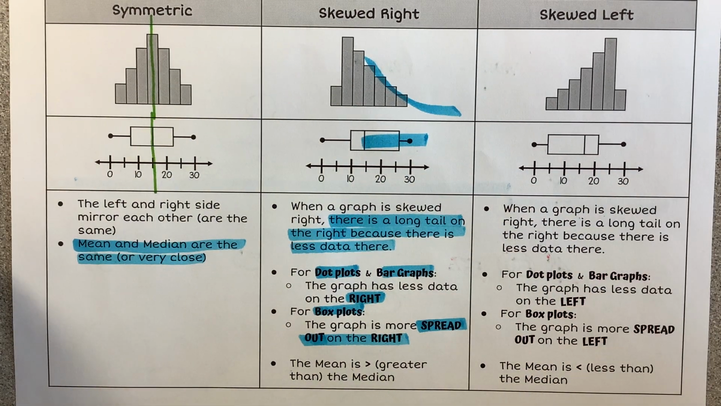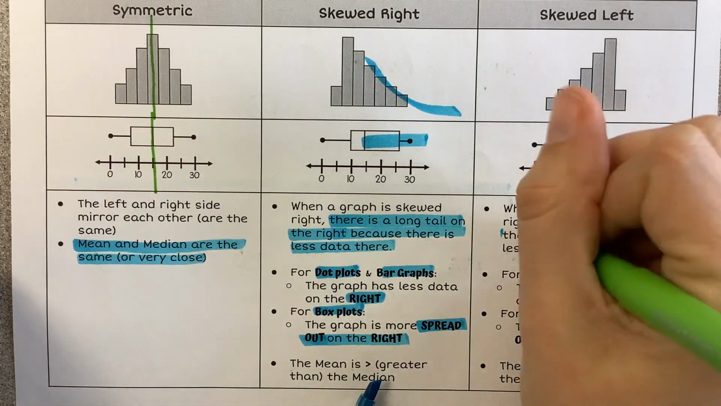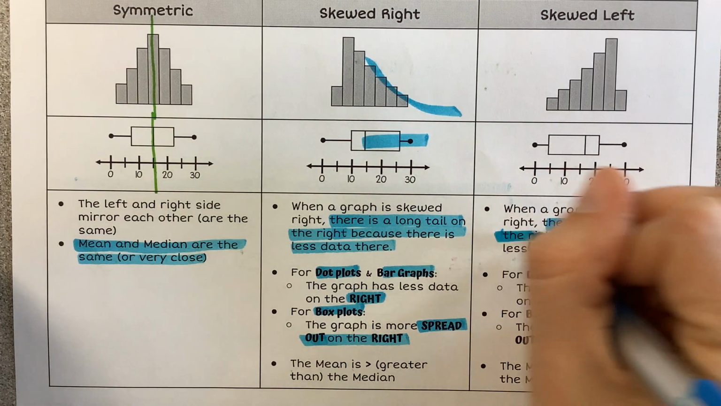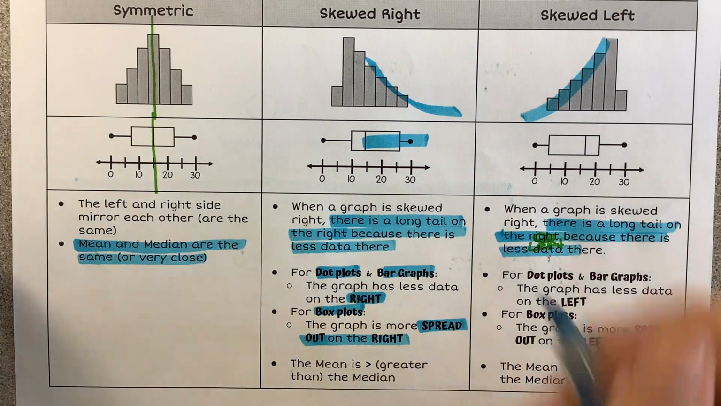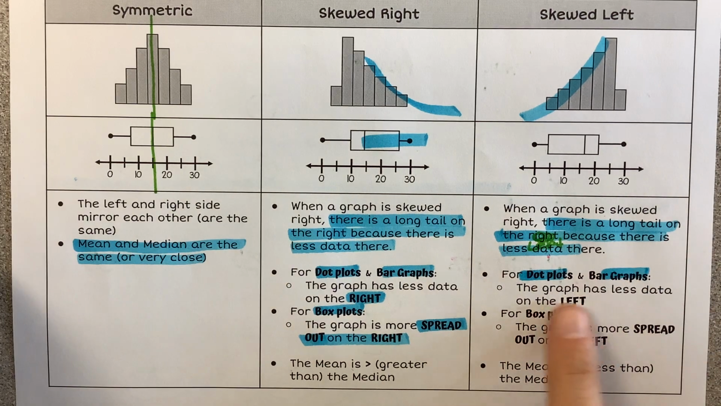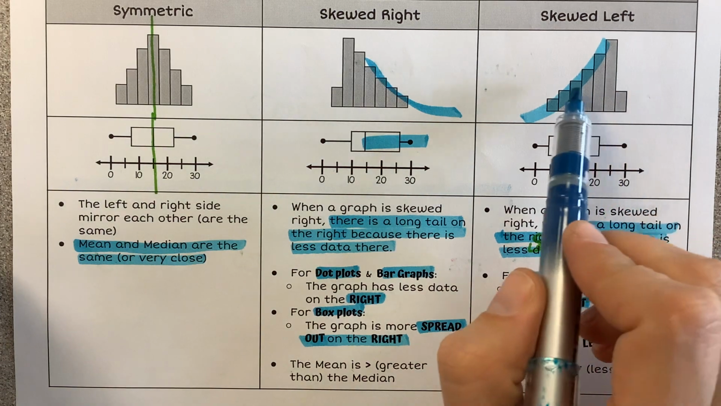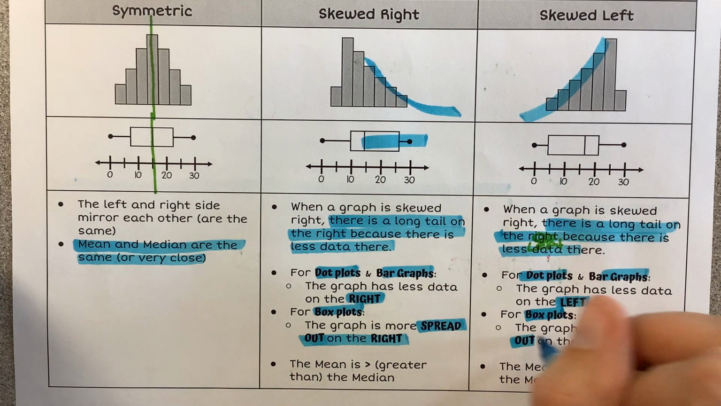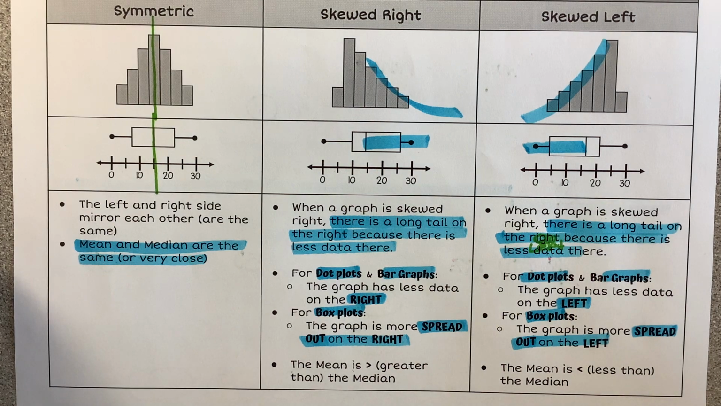Versus skewed left is the opposite. There is a long tail on the left because there is less data there. So for dot plots and bar graphs, the graph has less data on the left side. So there's less data values here. For box plots, it is more spread out on the left. So this left side is more spread out.